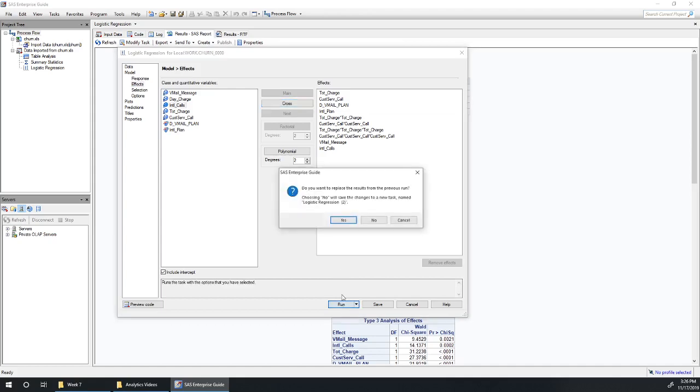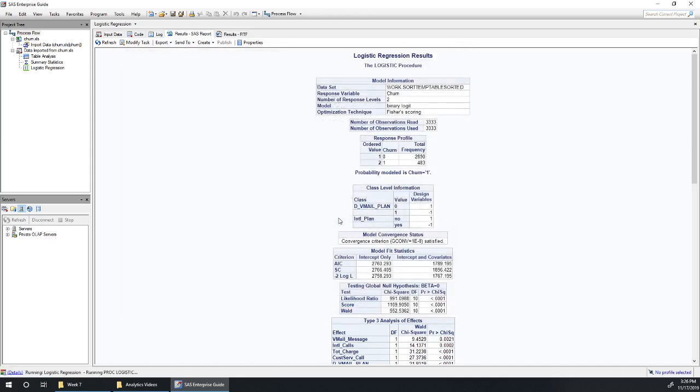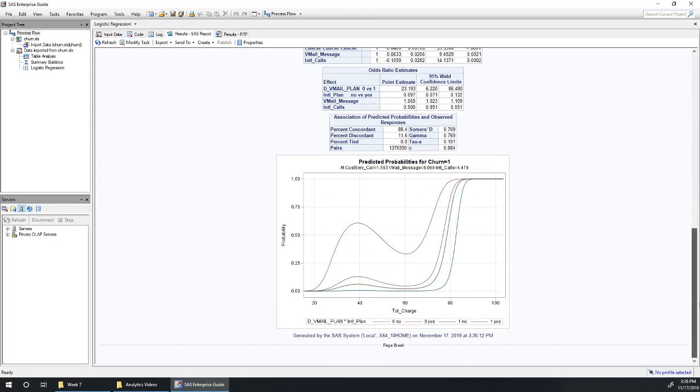So now when we run our model, that graph down the bottom is going to show us the effect of total charge. So this is our total bill for the month. Typical values for this are between $40 and $80. We get a few bills above $80, a few below $40. But for the most part, these bills are between about $40 and $80.